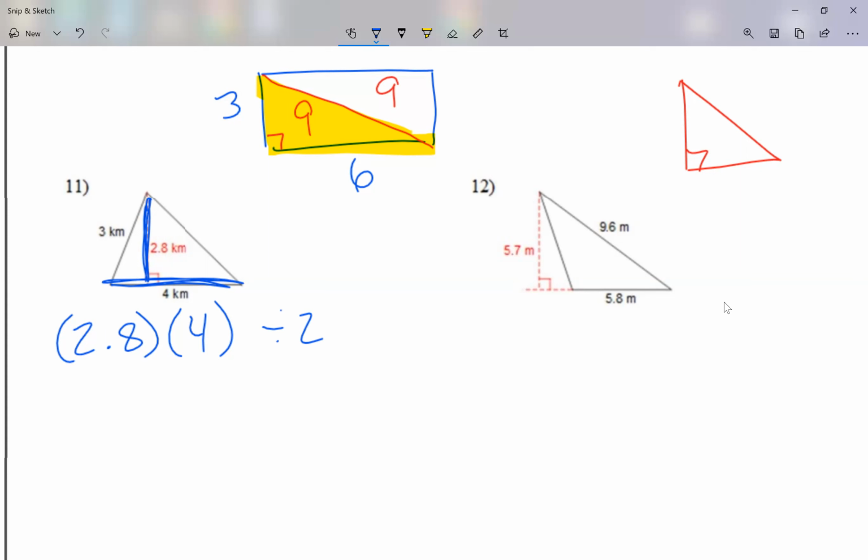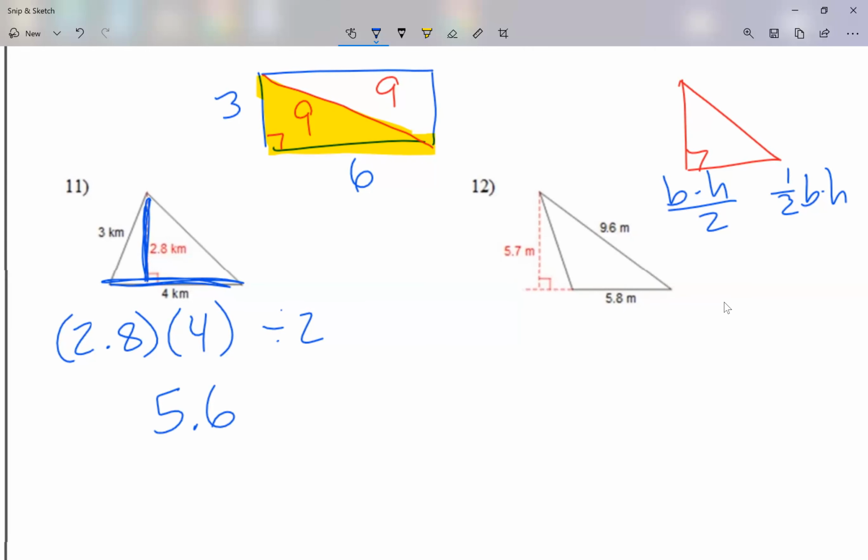As a matter of fact, if you Google this, some people might say base times height divided by 2, and then some people say half of base times height. Again, they could use length times width or whatever names they want. But if you notice, you're looking at a rectangle and then cutting it in half. Okay, so now here, let me type it on my calculator. 2.8 times 4. Boom, I press enter. Then let me divide by 2. My answer here is 5.6.